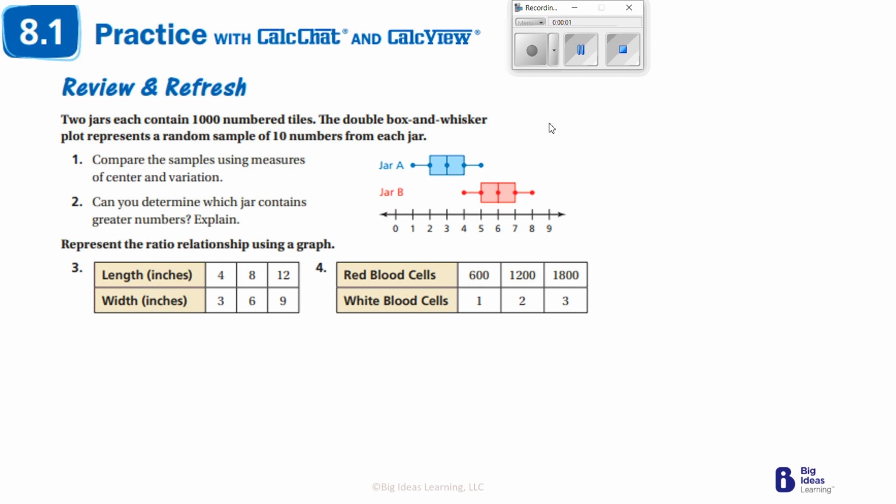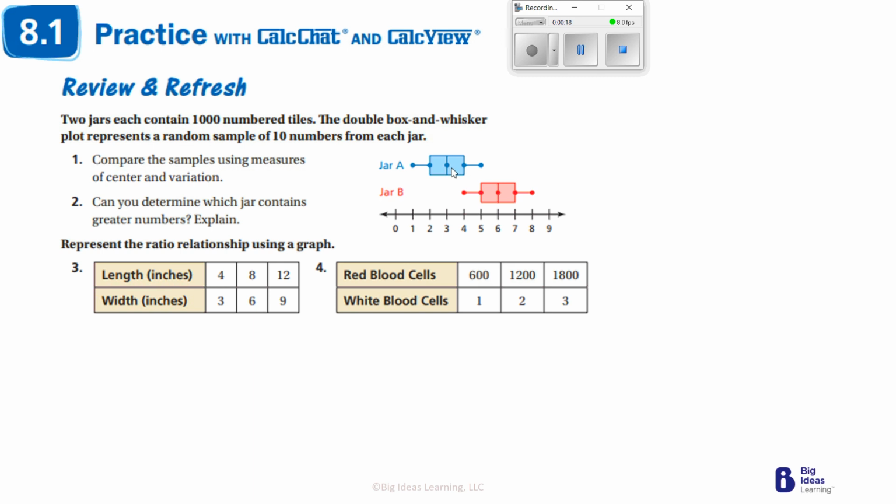Graders, let's go ahead and do 8.1. It says, review and refresh. 2 jars each contain 1,000 numbered tiles. The double box and whiskers plot represents the random sample of 10 numbers from each jar. Compare the samples using the measure of center and variance.